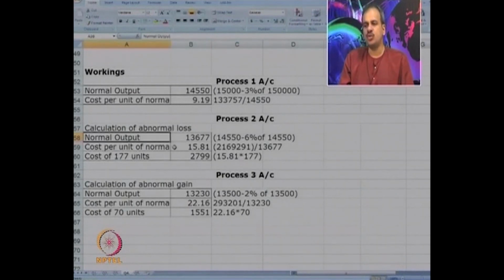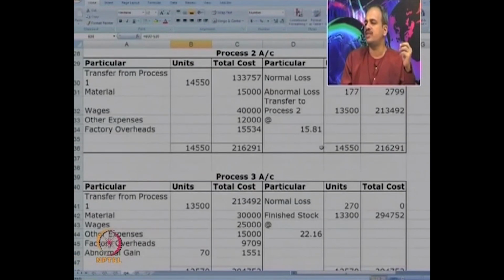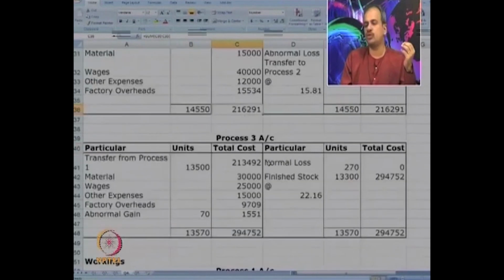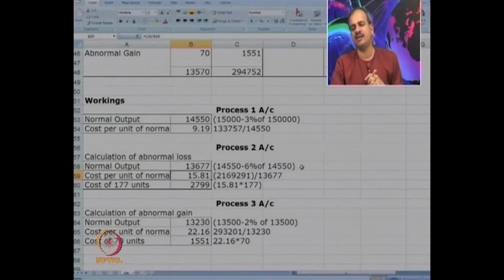So we are in process 2. The normal output is 14,550 minus 6%, that is 13,677, and the actual cost, as you are aware from process 2, is 216,291. So 216,291 divided by 13,677 gives you 15.81 as a rate per unit for the output. This is at a normal cost.